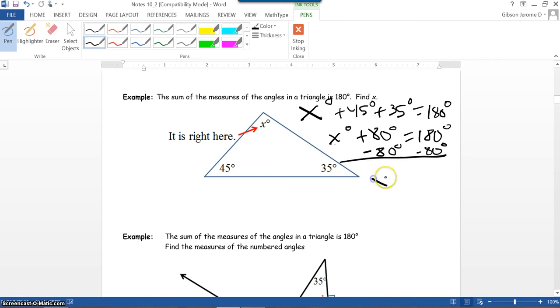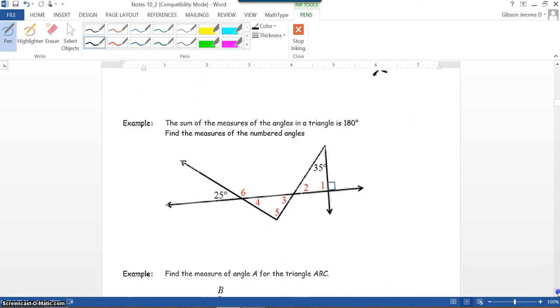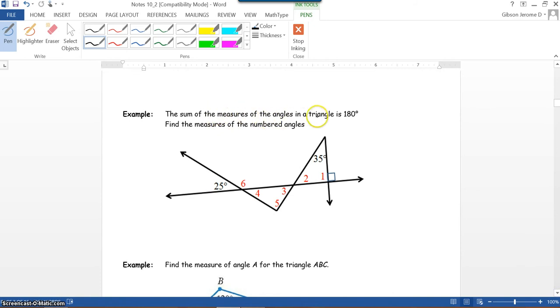And our final answer will give us x is equal to 100 degrees. So your x degrees is equal to 100 degrees. Now, it says here the sum of the measures of the angles in a triangle is 180. Find the measures of the numbered angles.